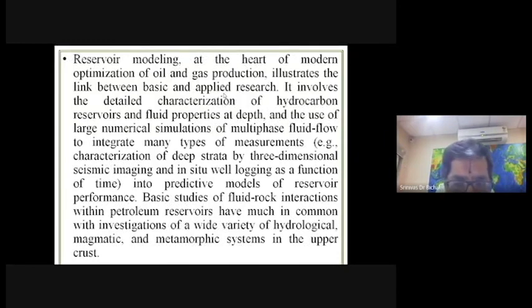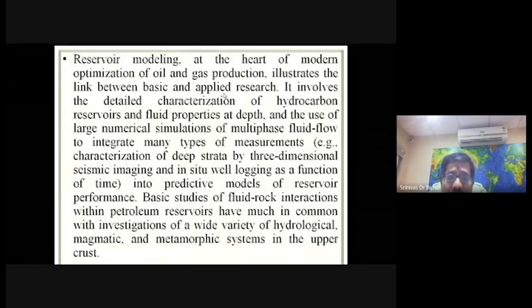Of course, these days software is available to create a model. Without software, you cannot create a model these days. So once you get this data and feed it into the software, it will ask you for so many variables. When you fill in all those variables, at last you'll get a beautiful model.